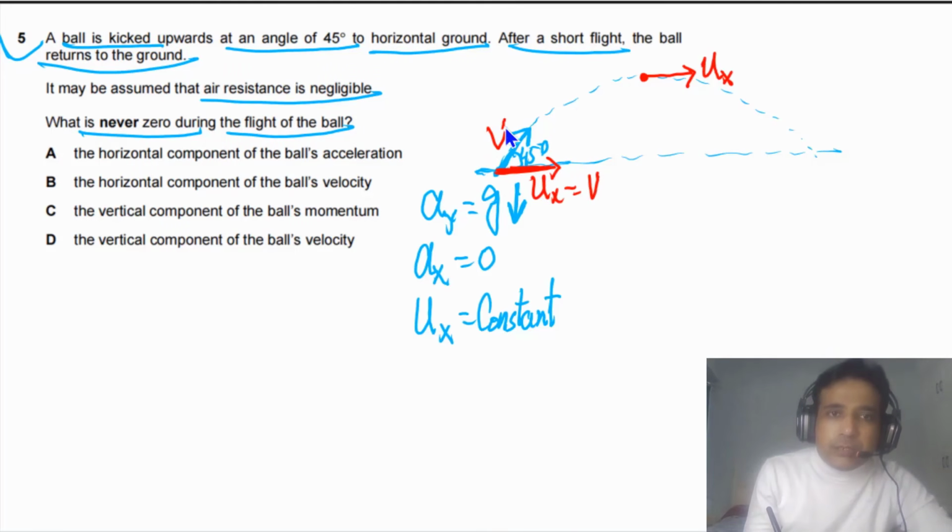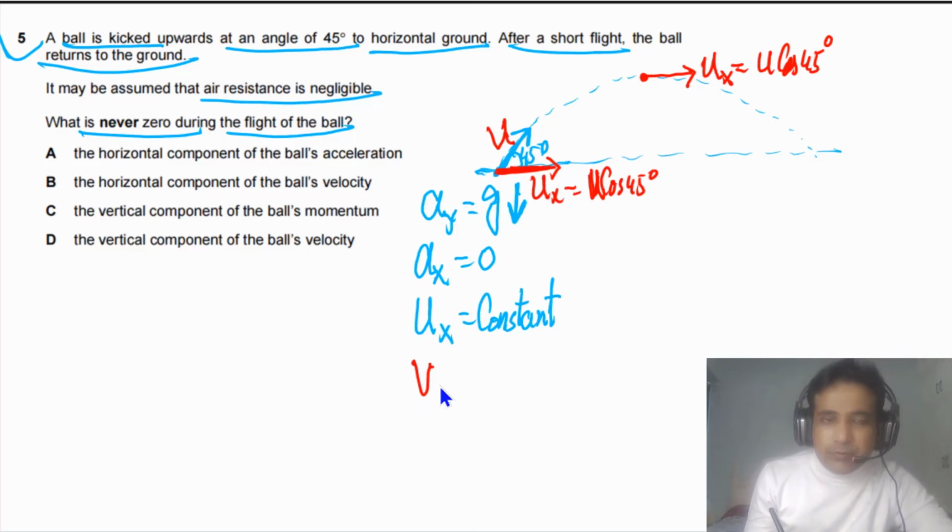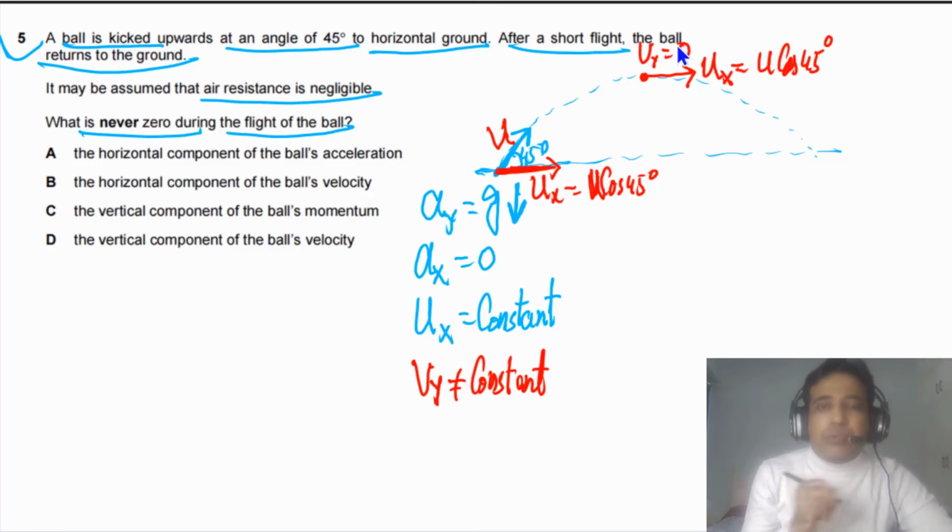You can say this is also u. So this will be equal to u cosine of 45 degrees. And the magnitude at the peak also will be equal to u cosine of 45 degrees because magnitude will not change. And direction also, it will stay the same. But the vertical component of the velocity will keep on changing. So this will not be constant. So simply we can say Vy will not be constant. But at this point, Vy will be equal to 0.